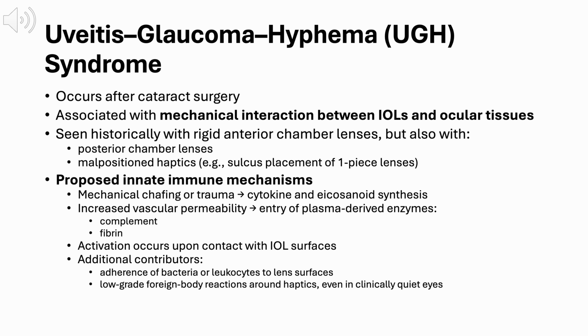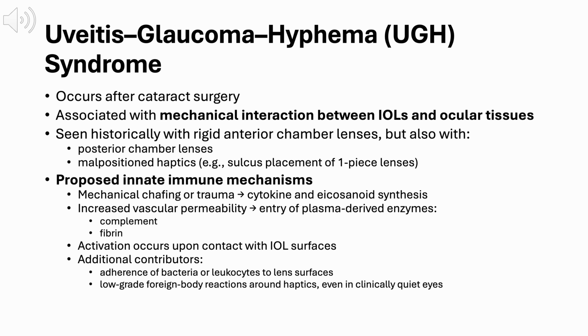A clear clinical example of damage-driven innate inflammation is uveitis, glaucoma, hyphema, or UGH syndrome. This occurs after cataract surgery when an intraocular lens or its haptics repeatedly rub against the iris, ciliary body, or angle structures. It was classically associated with rigid anterior chamber lenses, but it can also occur with posterior chamber lenses, particularly when a one-piece lens is placed in the sulcus or the haptics are malpositioned.